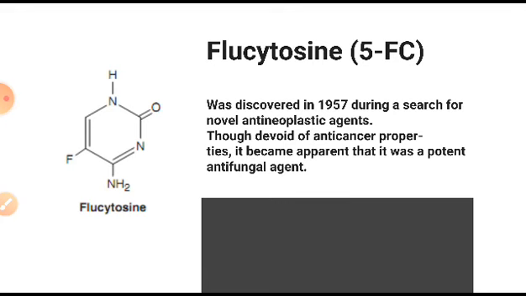Okay, so now we will discuss the next drug, that is flucytosine. This drug was discovered in 1957 during a search for a novel antineoplastic agent. This is a fluorinated pyrimidine analog of cytosine. You remember that 5-flucytosine is converted to 5-fluorouracil inside the cell by the enzyme cytosine deaminase.